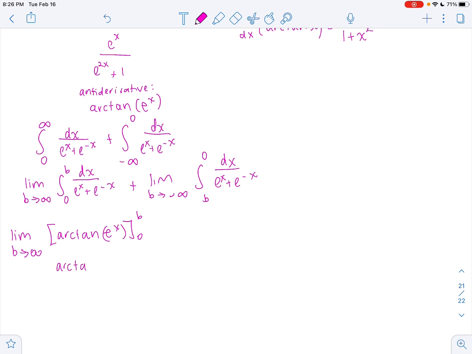Now I'm going to go ahead and finish this left-hand limit. We have arctangent of e to the b minus arctangent of e to the 0. And there's a limit here, so let's discuss what's going to happen. As we let b go to infinity, e to the infinity is just infinity. We now know arctangent of infinity is pi over 2. And then if we evaluate this separate arctangent expression, e to the 0 is 1. What is arctangent of 1? Tangent of what angle is equal to 1? That gives us pi over 4. So this limit yields pi over 2 minus pi over 4, which is simply pi over 4.